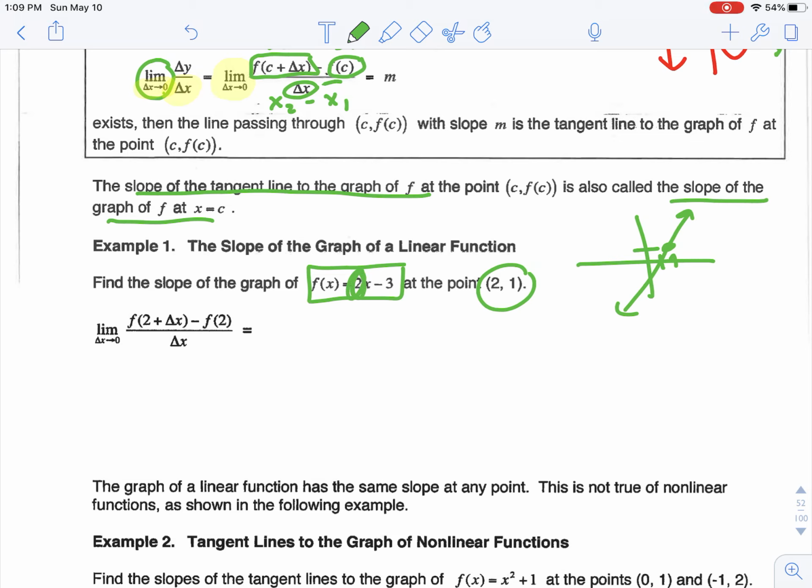So we know the slope is going to be 2, but let's use the formula and prove it to you. How would I use this formula and what should I do here? So the way we're going to start with this is we're going to do our difference quotient just like you did on the last page.